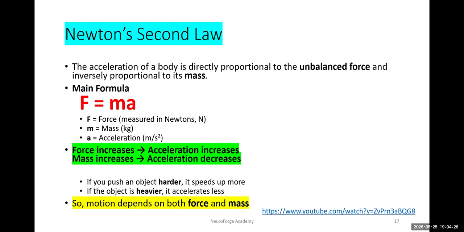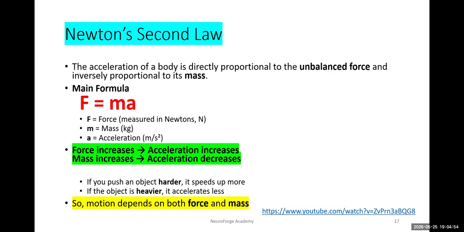Okay, let's continue then. Now let's talk about Newton's second law. What is this? It actually tells about the acceleration of the moving object. What is the main point here? Acceleration of the moving object. Acceleration depends on force and mass. That's in simple terms. Acceleration depends on force and mass.